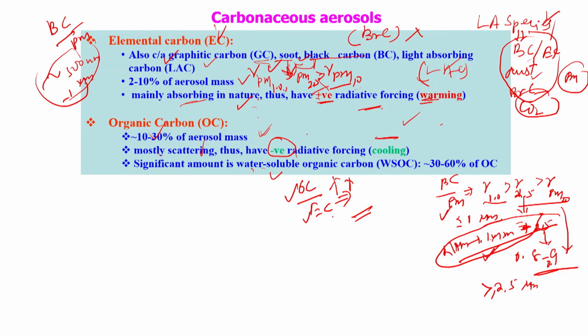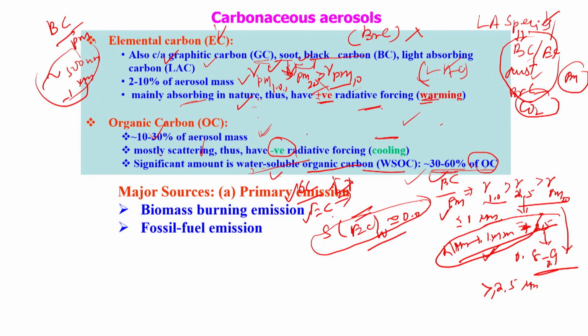One more important property of this one is that this is actually significantly water soluble. Okay. Whereas if I just ask about the solubility of elemental carbon in water, it is actually very close to 0, it is nearly 0. Elemental carbon cannot be dissolved in water. That is one of the very specific properties, whereas organic carbon can be dissolved in water. And then for solubility, if you take total organic carbon, about 30 to 60% will be soluble in water.